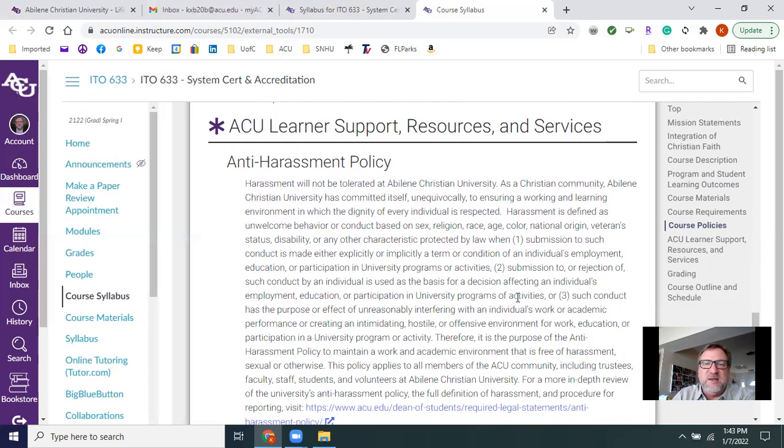I have to briefly mention the anti-harassment policy. Harassment will not be tolerated at ACU. As a Christian community, Abilene Christian University has committed itself unequivocally to ensuring a working and learning environment in which the dignity of every individual is respected. Harassment is defined as unwelcome behavior or conduct based on sex, religion, race, age, color, national origin, veteran status, disability, or other characteristics protected by law.